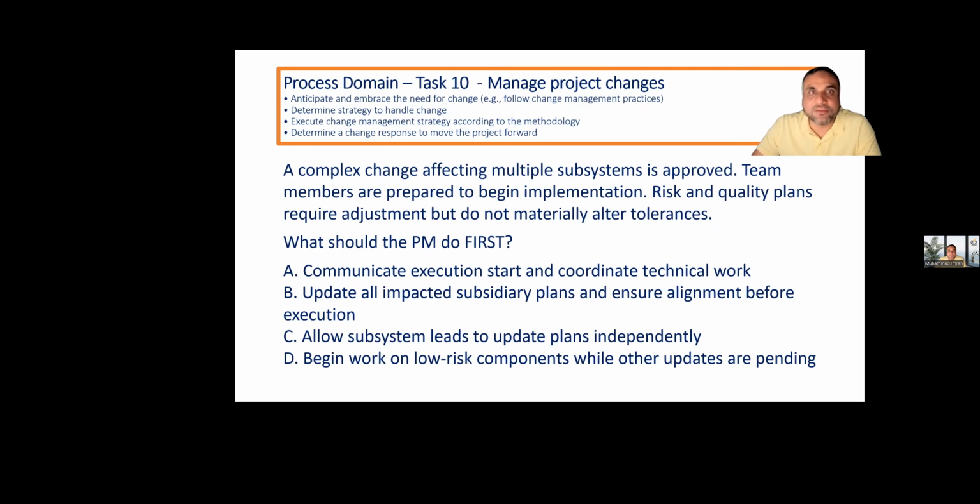A complex change affecting multiple subsystems is approved. Team members are prepared to begin implementation. Risk and quality plans require adjustment, but do not materially alter tolerance. It doesn't matter. Now you should be very firm on it. It doesn't matter. You have to follow the process. What should the PM do first? Communicate, update, allow, begin.